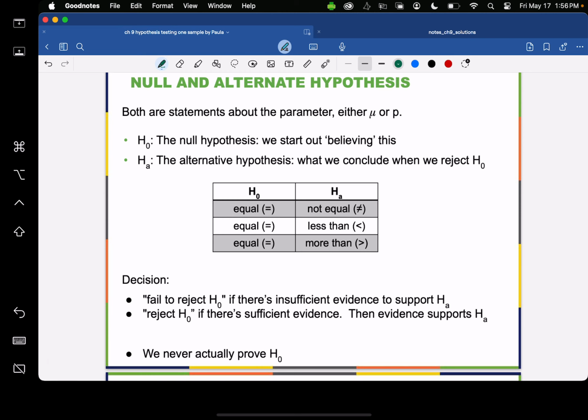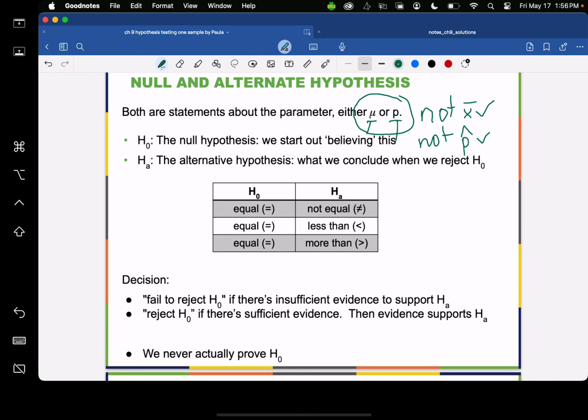Null and alternate hypotheses. So how do we write these hypotheses? Both are statements about the parameter, so they're going to either be about mu or about p, not x bar and not p hat, okay? These are the ones that are generally unknown to us. And so that's what we're hypothesizing about. Once we do our sampling, we know our x bar and we know our p hat, so we're not hypothesizing about that.